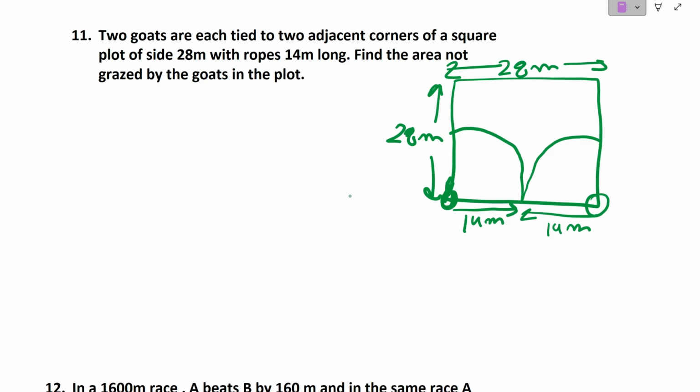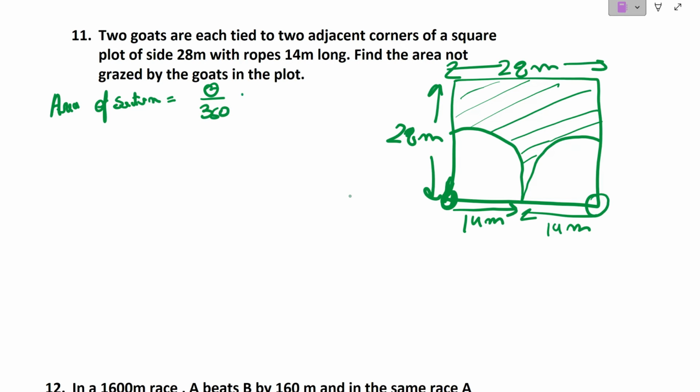Now we have to find the area which is not grazed by the goats in the plot, this one area. First of all, we have to find the area which is actually grazed by the goats. So what is the formula for area of a sector? It is theta by 360 into pi r square.